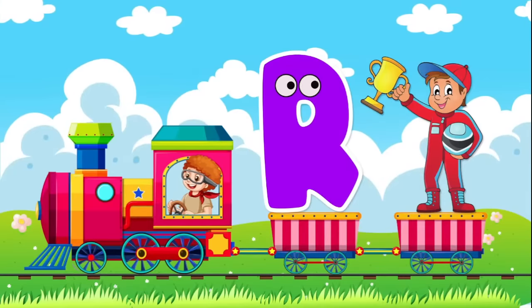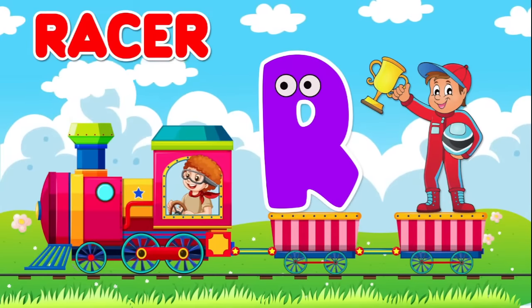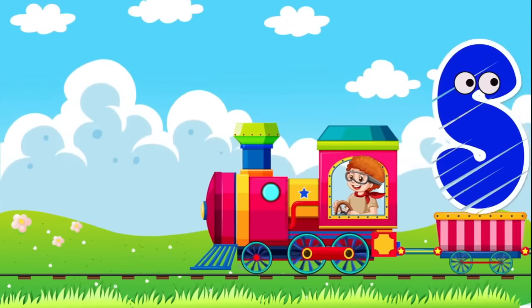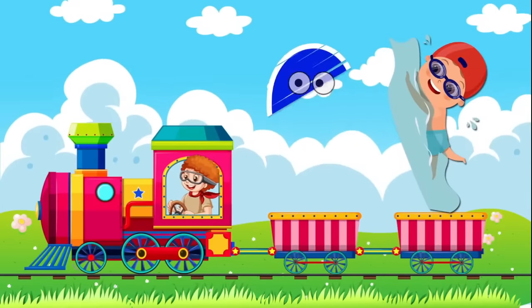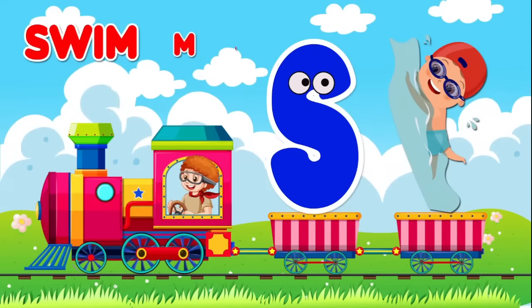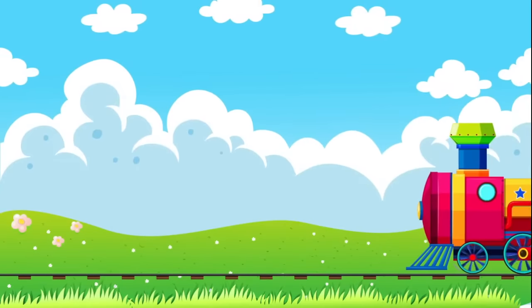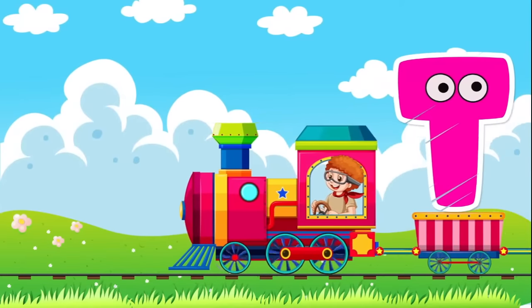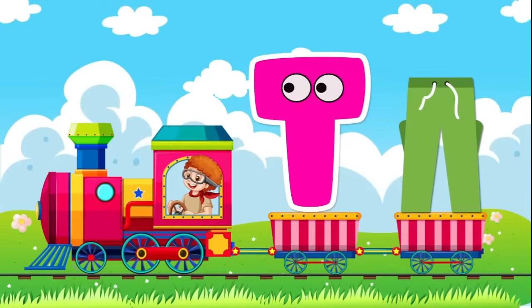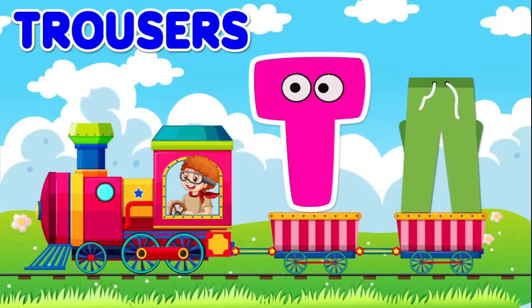Letter R. R says racer. Letter S. S says swimming. Letter T. T says trousers.